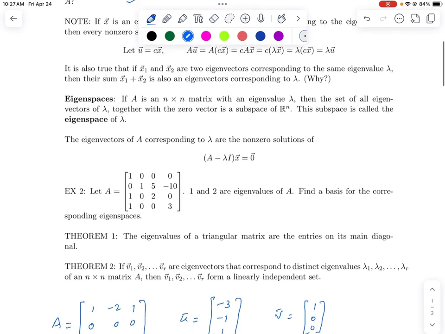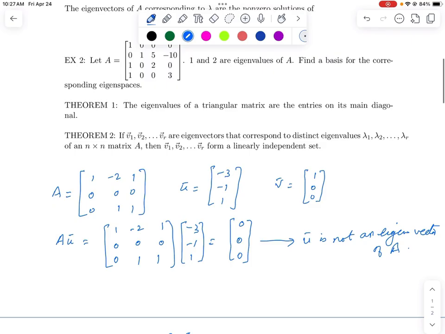We have to check. So here is something I have done already. We have A and we have u, so we will find out what is Au. When I did Au, I got the answer 0, 0, 0. Now 0, 0, 0 is just the zero vector. It is not the u vector. So we cannot say that this is equal to 0 times u, because u is the vector here, not the lambda. So u is not an eigenvector.